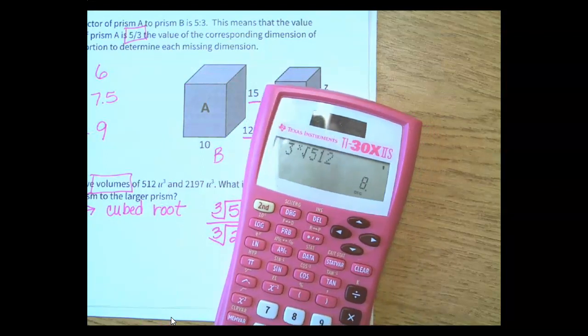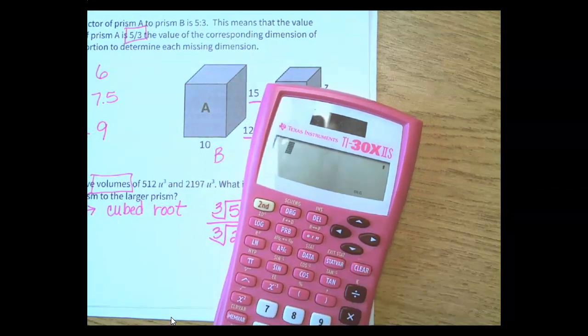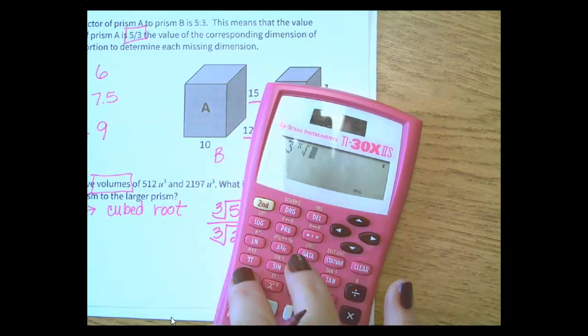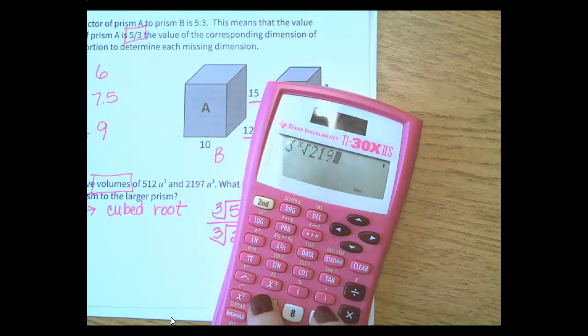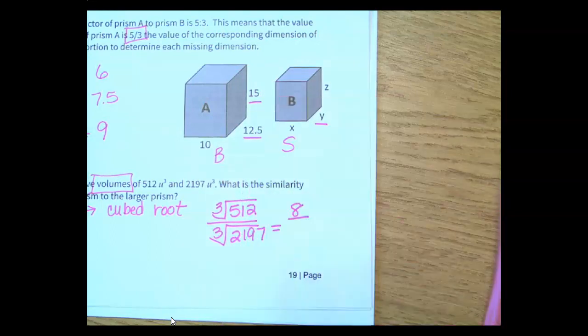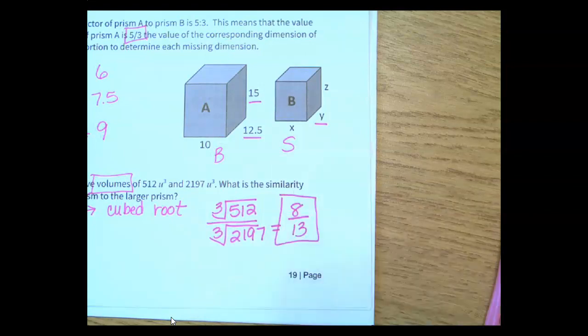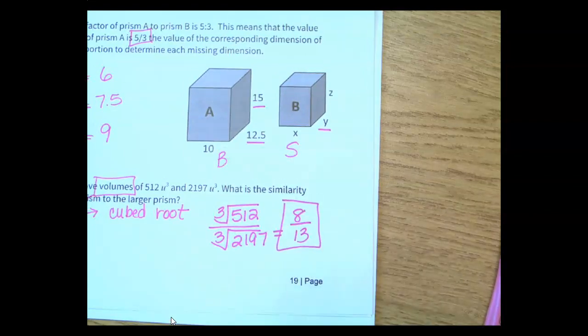So this next one, 3 second cubed root of 2197, and that is 13, and we are done. Okay. Next.